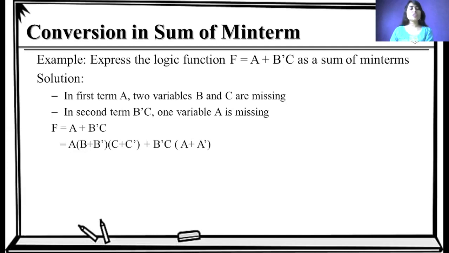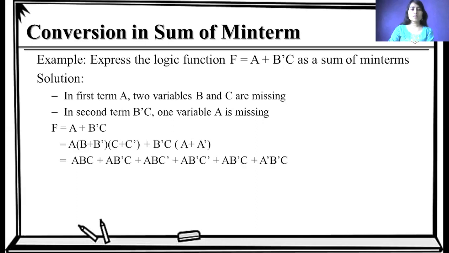So B plus B' is added and C plus C' is added because B and C are missing terms in the first term A. We can also add A into the second term, B' C, as A plus A'. Now simplify these terms and we can easily convert this function into sum of minterms. Here A B C plus A B' C plus A B C' plus A B' C'. Next term A B' C plus A' B' C.